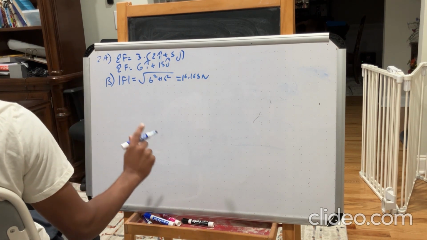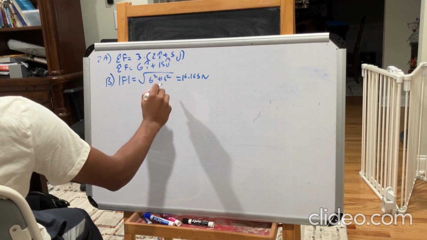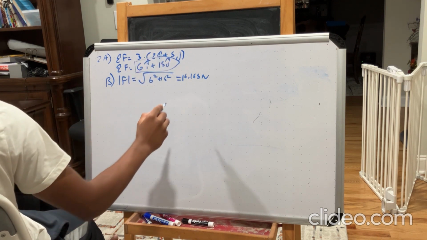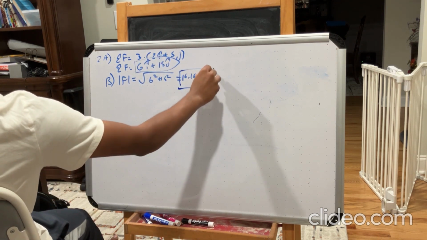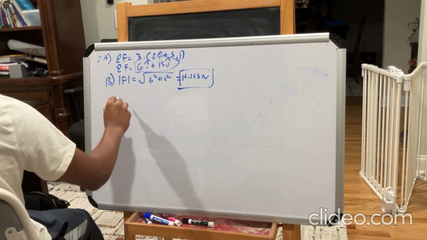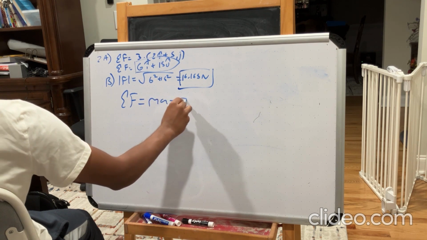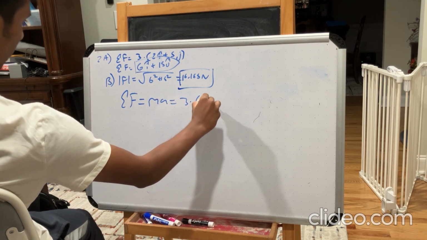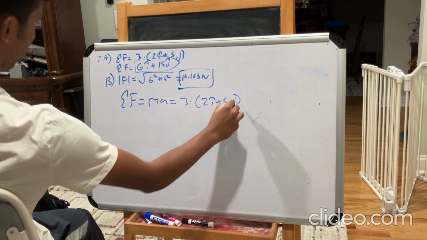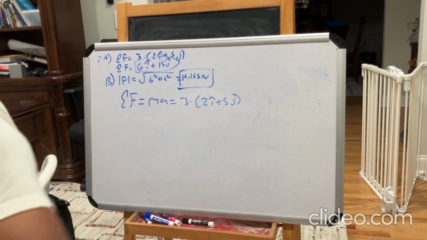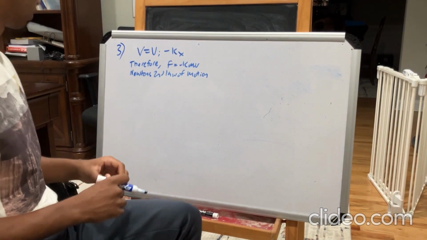So there was 15 points given to this. 5 was given to this area over here. 5 was given for this, but I lost 5 because I did not state F. The force equals mass times acceleration equals 3 times 2 i hat plus 5 j hat. That's why I got it wrong, or I lost 5 points. This is the third problem.